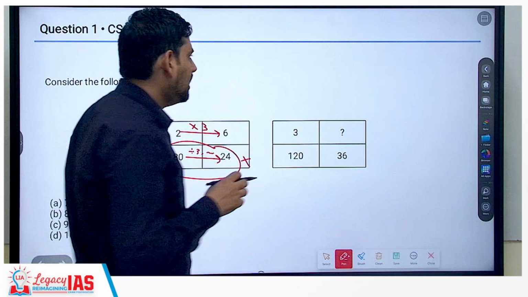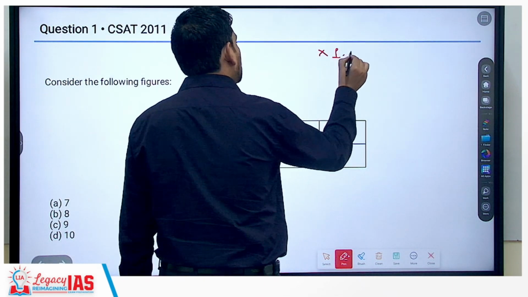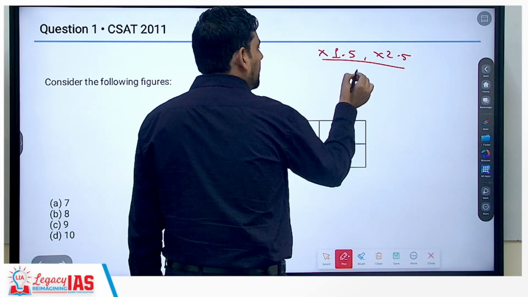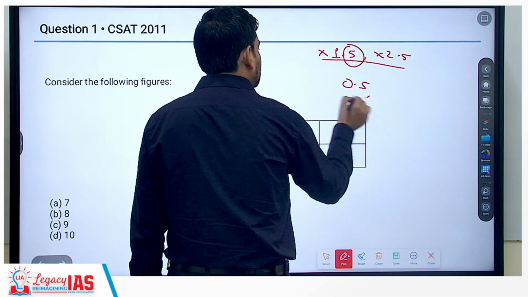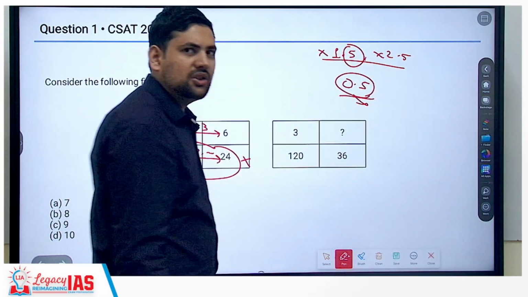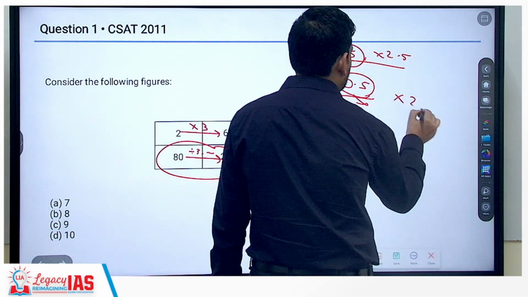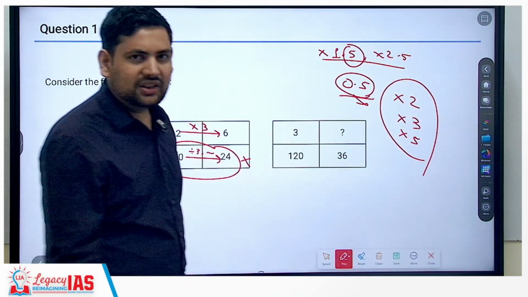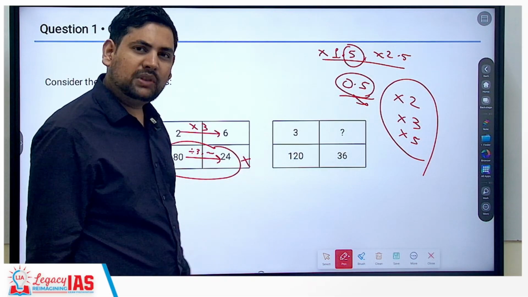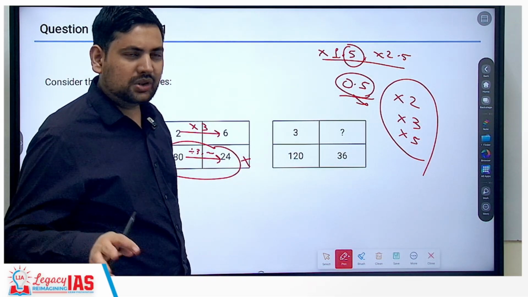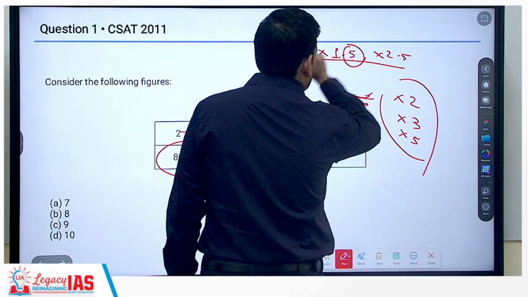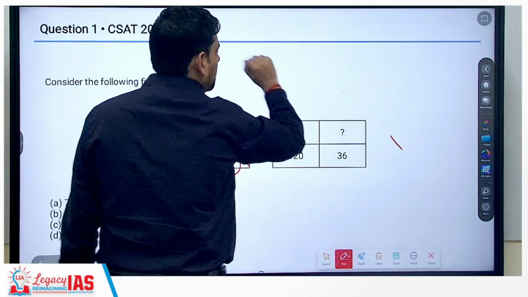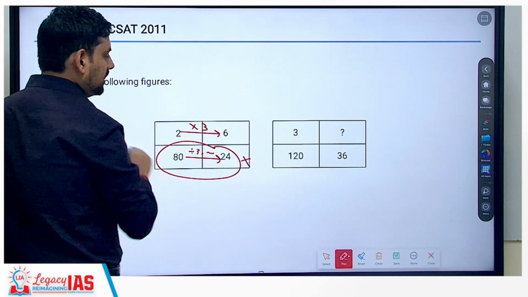At most, what they have asked you is multiplication or division by 1.5, 2.5, that is, something like 0.5 after the decimal. This is the most they have written. Usually it will be only multiplication by whole numbers, for example multiplication by 2, 3, 5. They won't give you some random multiplication by 3.72. So clearly there is no pattern you can find here in the horizontal direction.